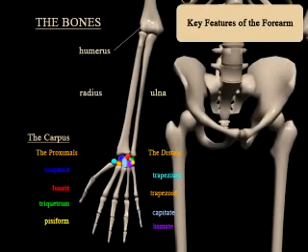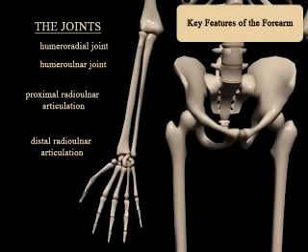The bones include the humerus, the radius, the ulna, the proximal carpals, and the distal carpals. The joints of note include the humeroradial joint, the humeroulnar joint, the proximal radial ulnar articulation, and the distal radial ulnar articulation.